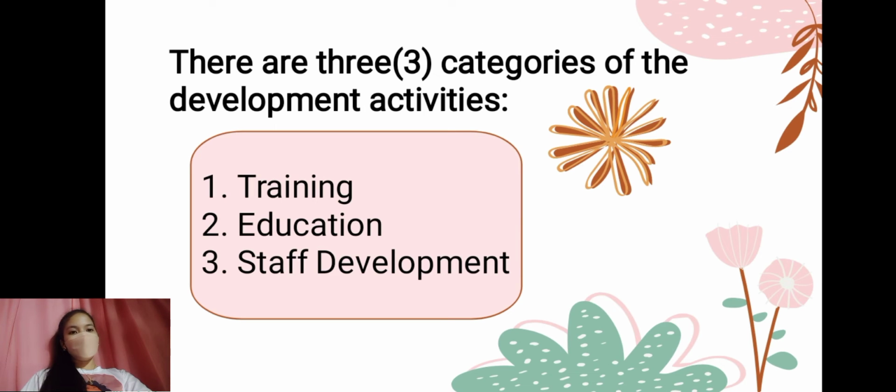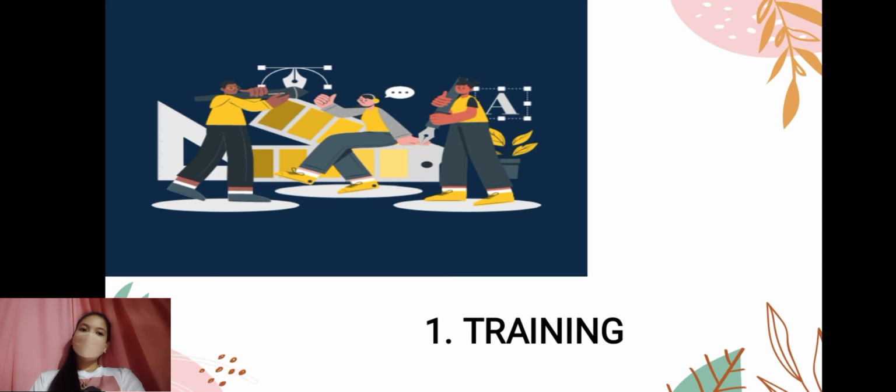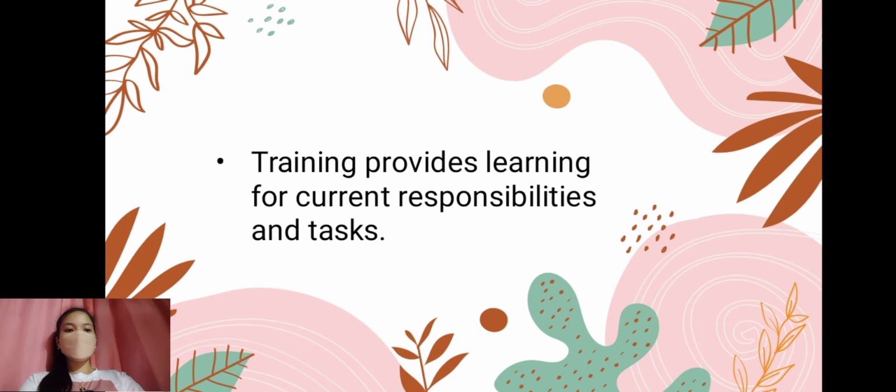I already mentioned earlier that there are three categories of development activities: training, education, and staff development. Nadler and Nadler identify these categories in their book Designing Training Programs, and I will discuss these development activities one by one. So let's start with training. Training provides learning for current responsibilities and tasks.